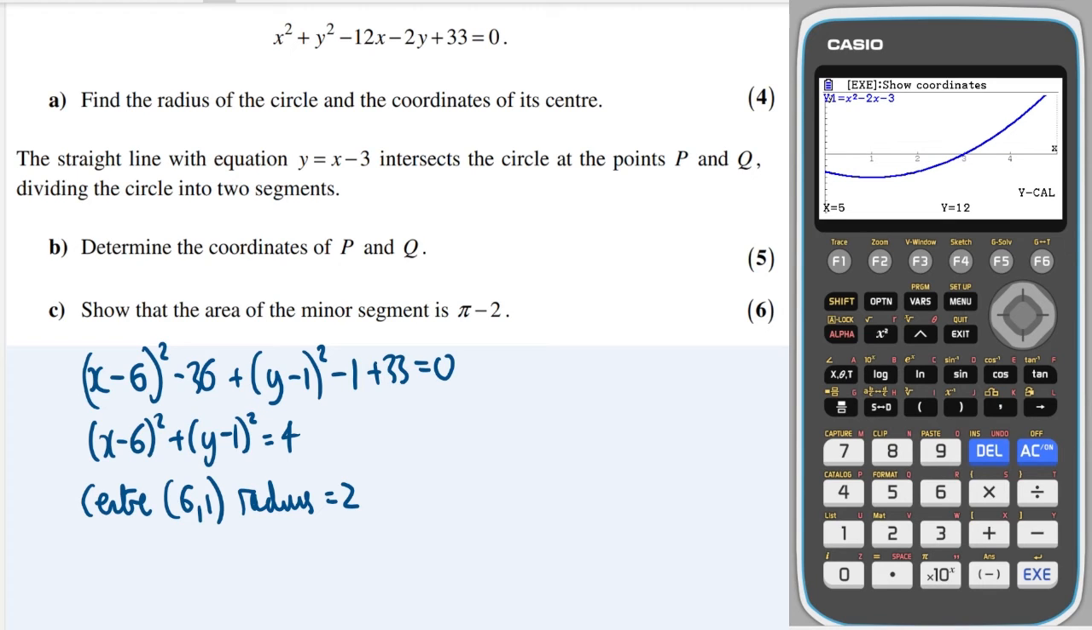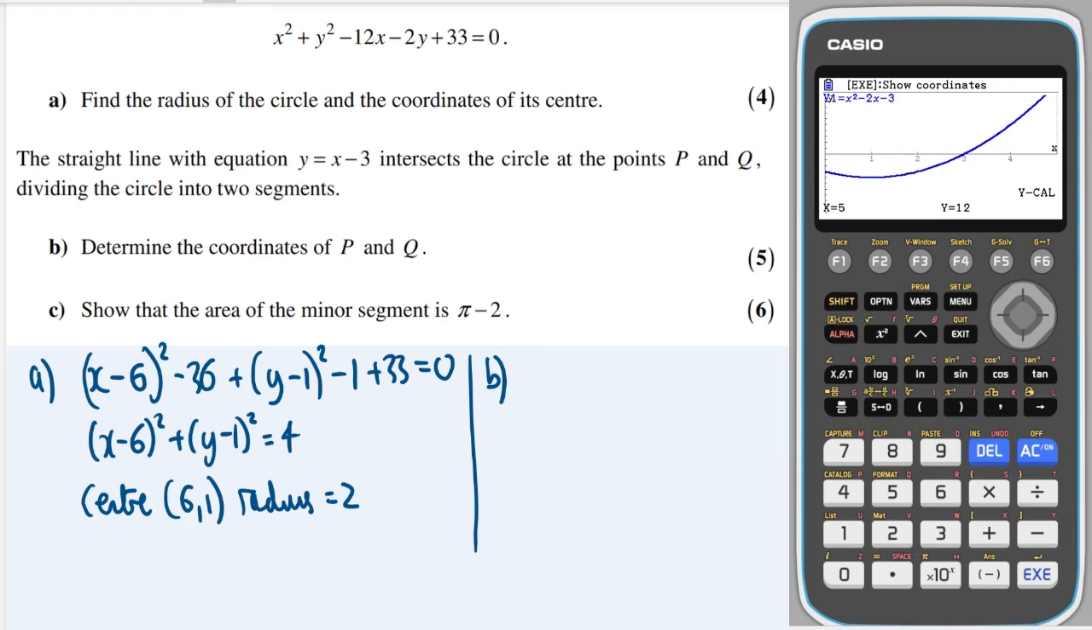Okay, the straight line with equation y equals x minus 3 intersects the circle at the points P and Q, dividing the circle into 2 segments. Determine the coordinates of P and Q. Okay, well we need to do a simultaneous equation here.